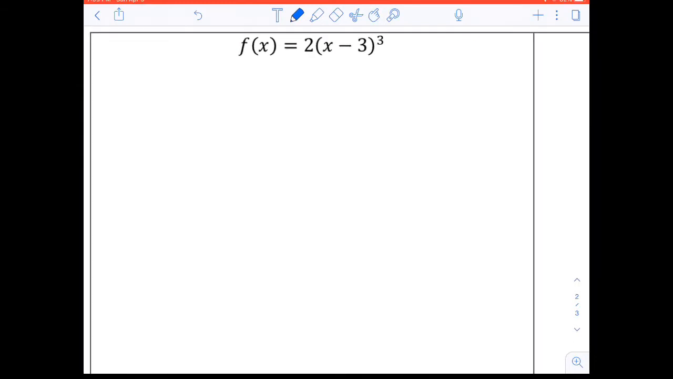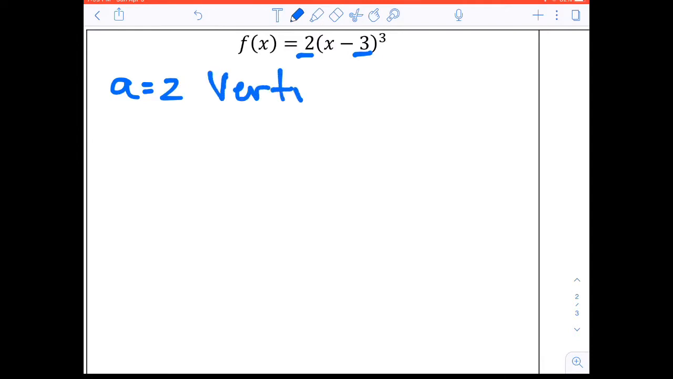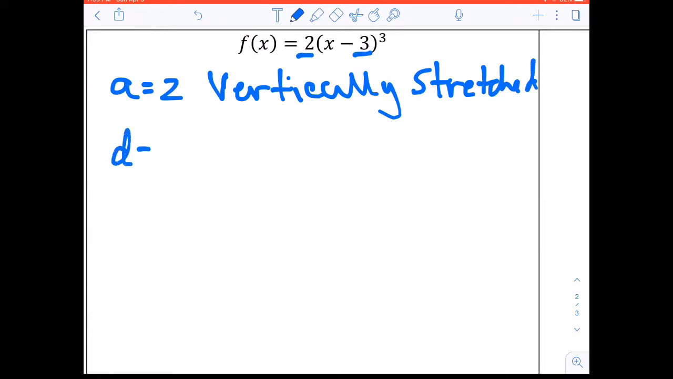So for the one that we have over here on the left, first thing I want to do is describe the transformation. So I have to identify what letters we have. Out front we have a, and inside the bracket we have d. So our a value of 2 tells me this graph is vertically stretched. We have a d value of 3, which tells me it's translated 3 to the right.